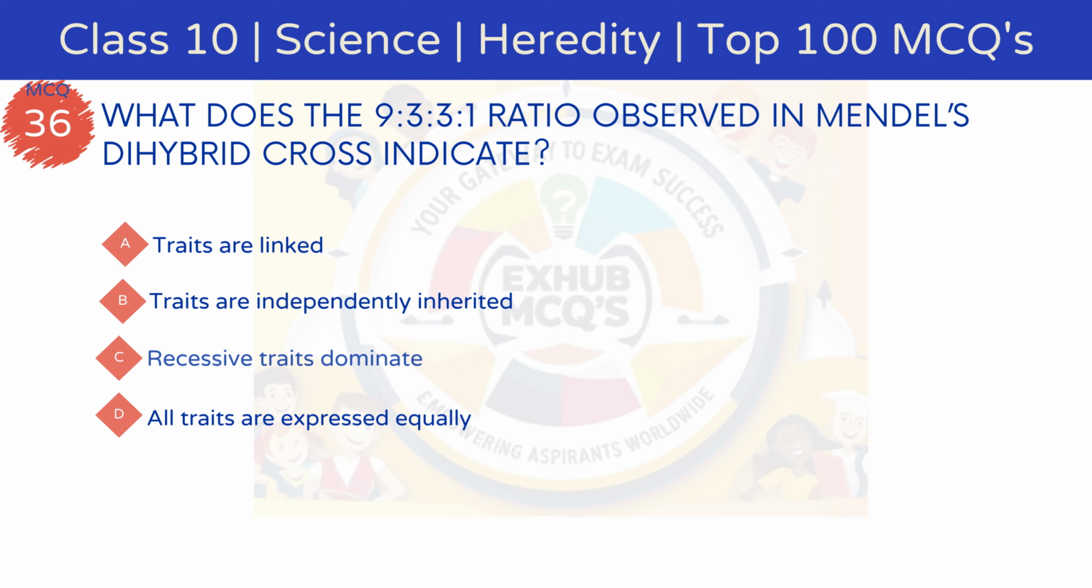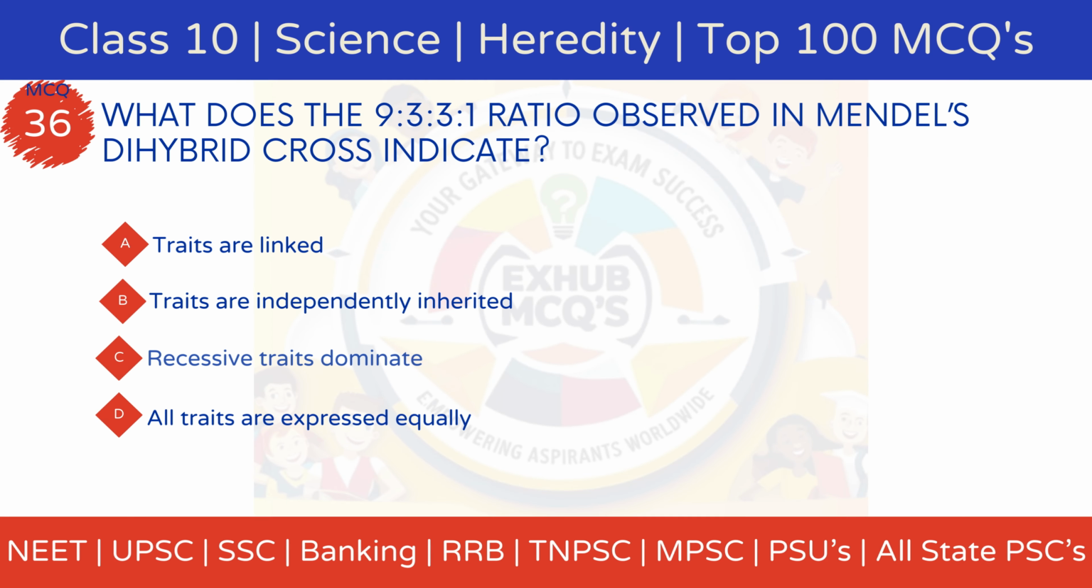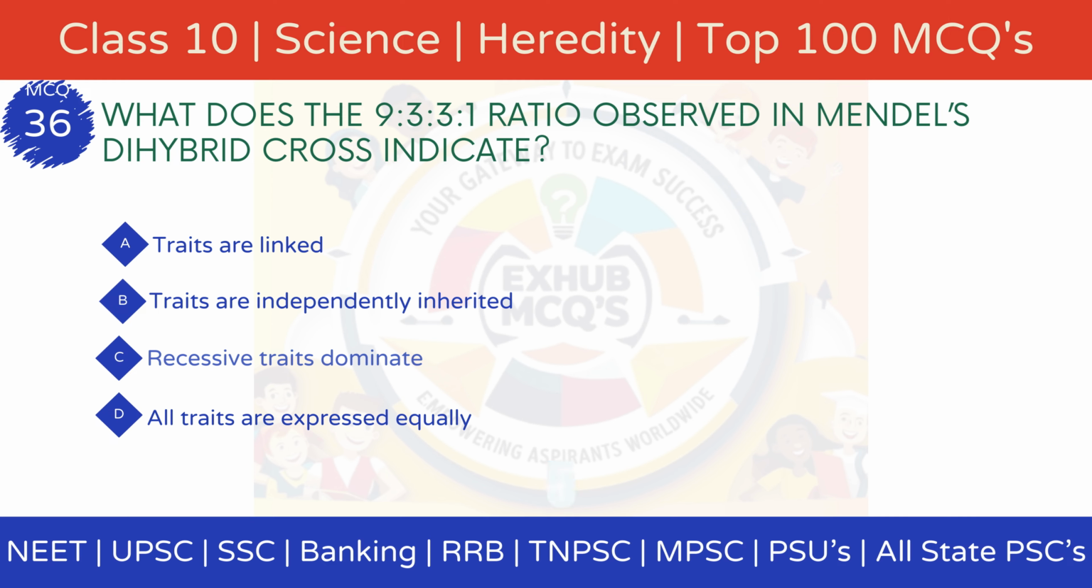MCQ 36. What does the 9:3:3:1 ratio observed in Mendel's dihybrid cross indicate? Option A, traits are linked. Option B, traits are independently inherited. Option C, recessive traits dominate. Option D, all traits are expressed equally.